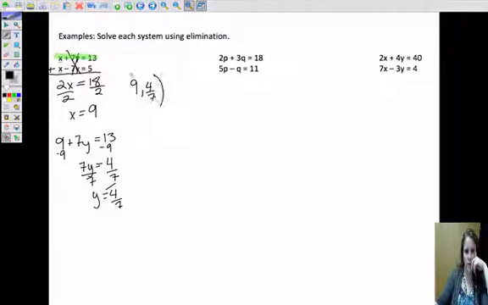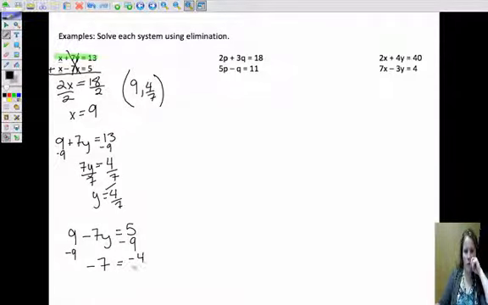And just for good measure, we'll make sure it works on the other one. Over here, if we take 9 minus 7y equals 5, because x is 9, then if we minus 9 from both sides, we have negative 7y equals negative 4, divide by negative 7, and again, y equals positive 4 sevenths. So you can see how elimination is a little faster because we wouldn't need to do that second one. Once we plug it into one equation, we know we're done.